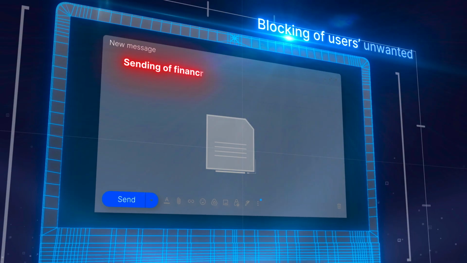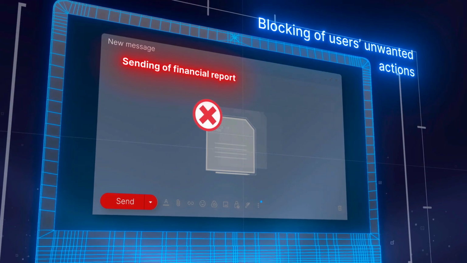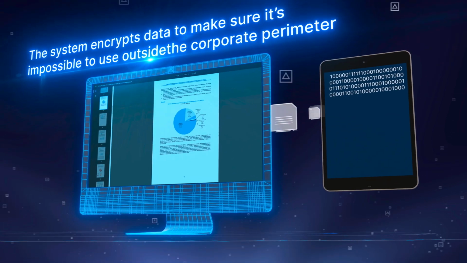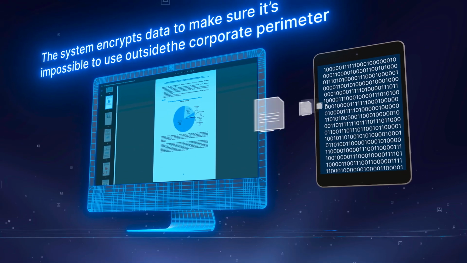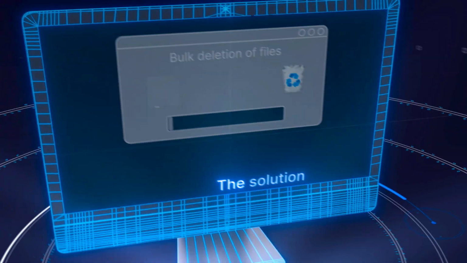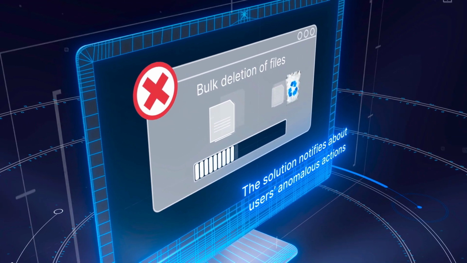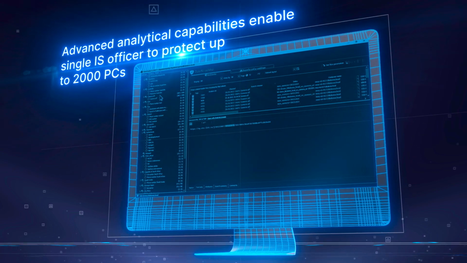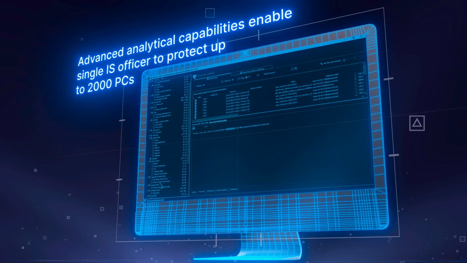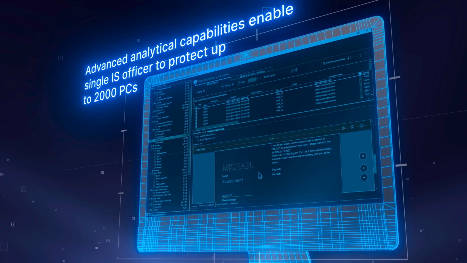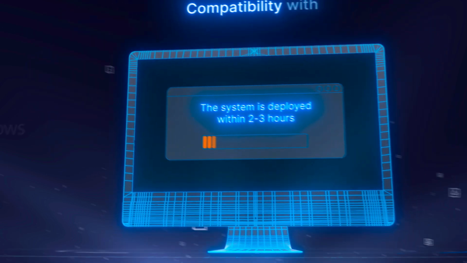Blocking of unwanted users' activities with confidential data. The system encrypts data to make sure it's impossible to use outside the corporate perimeter. The solution notifies about users' abnormal actions. The advanced SearchInform Risk Monitor analytical capabilities enable an IS expert to ensure control of up to 2,000 PCs.